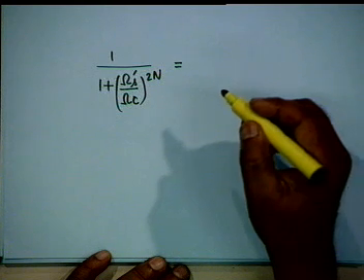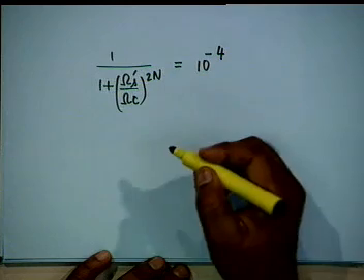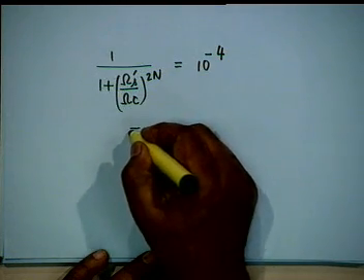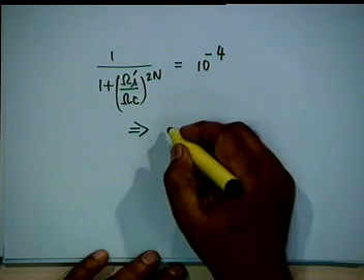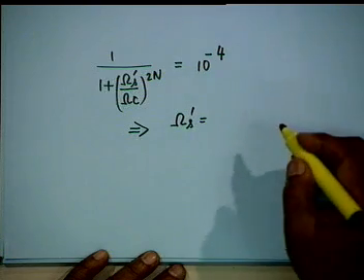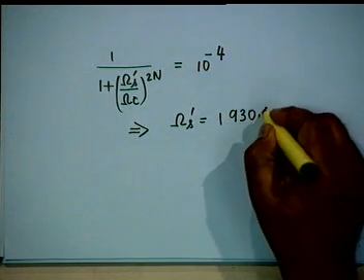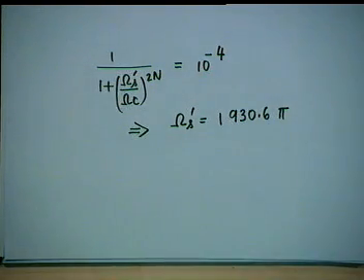Delta s squared, that is 10 to the power minus 4. And if you solve this, then omega s double prime comes out, by my calculation, 1930.6 pi instead of 2000 pi. So, it occurs earlier and one should be happy about it, that you have over satisfied the stop band.